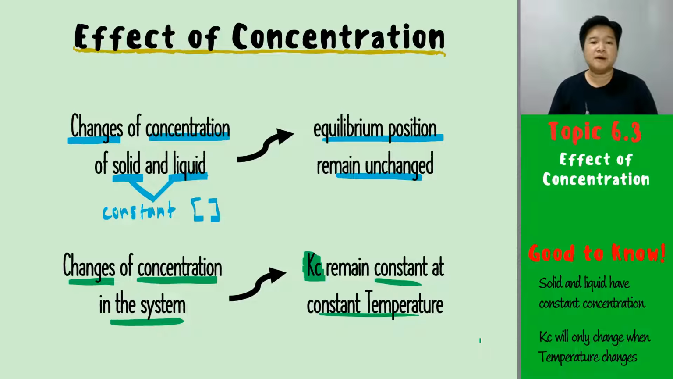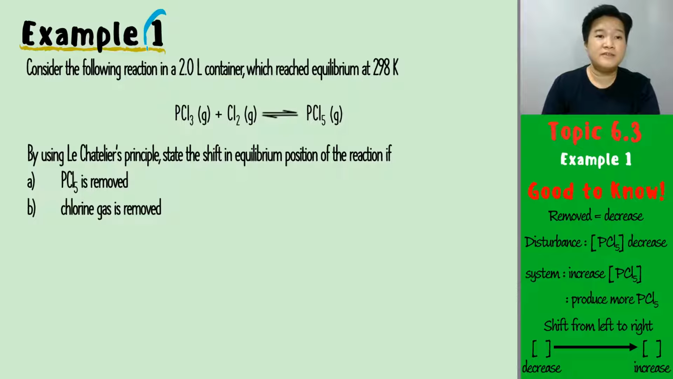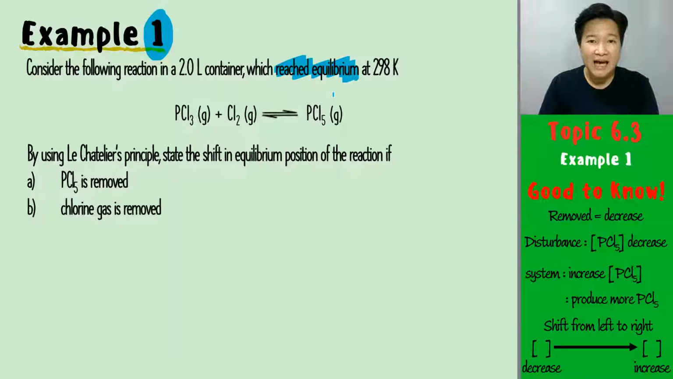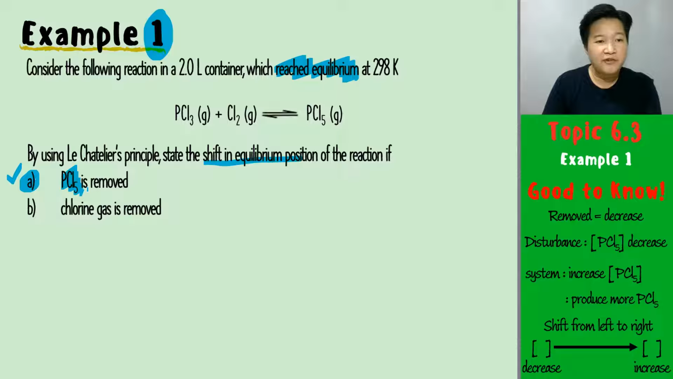Okay? Please remember that. So let's look at the first example on how concentration can affect the equilibrium position of a system. Consider the following reaction in a 2-liter container which has already reached equilibrium. Bear that in mind, your system right now is already at equilibrium. By using the Le Chatelier principle, state the shift in equilibrium position of the reaction if, let's do A over here, I have my PCl5 removed.